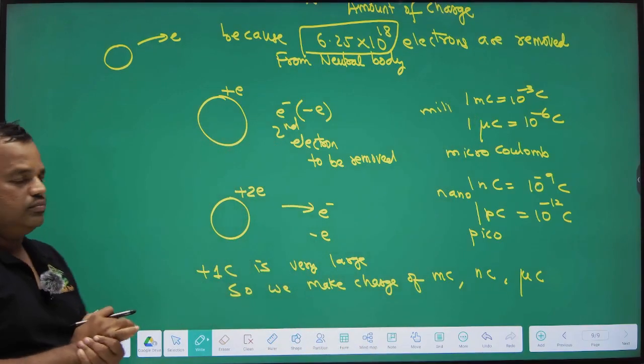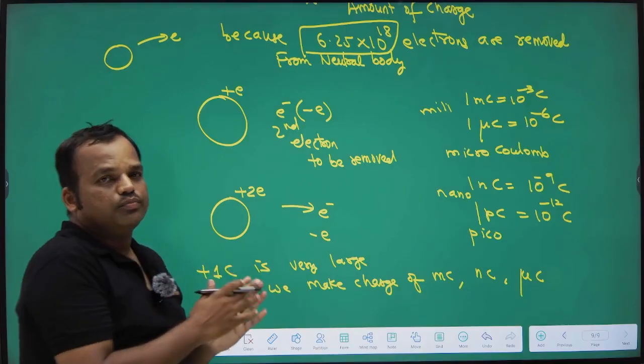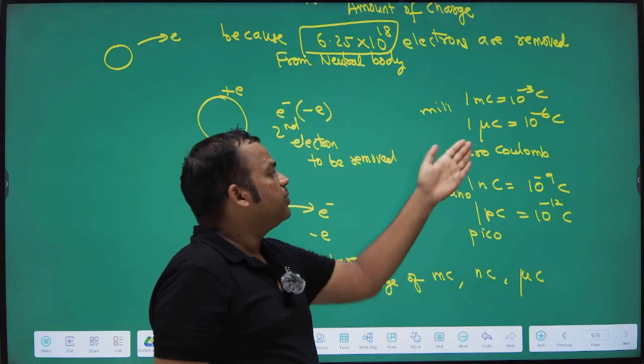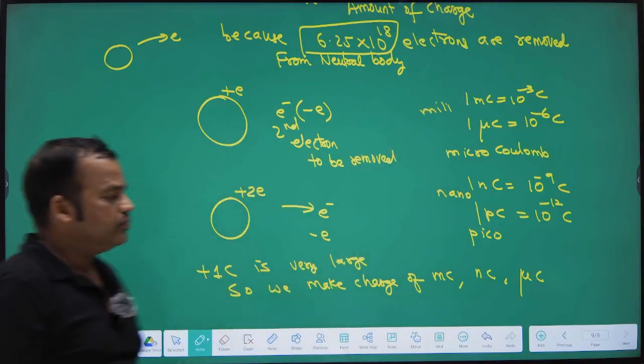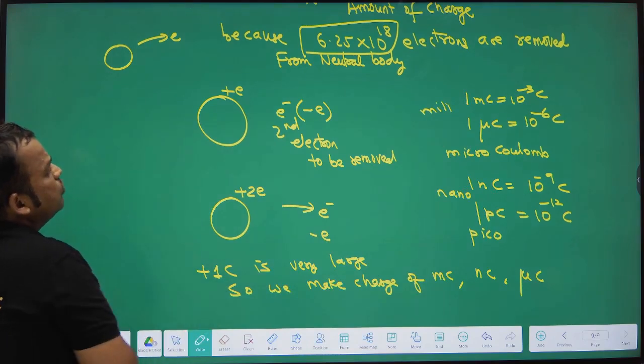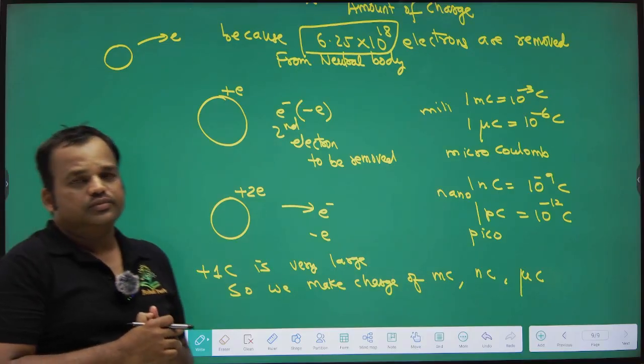That is the reason, because 1 coulomb is very large. So practically we use nanocoulomb, picocoulomb, microcoulomb or millicoulomb. So that is about quantization of charge.